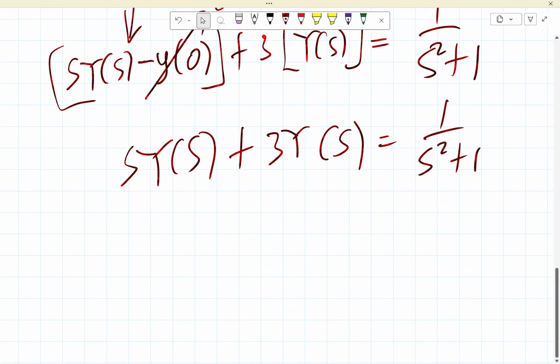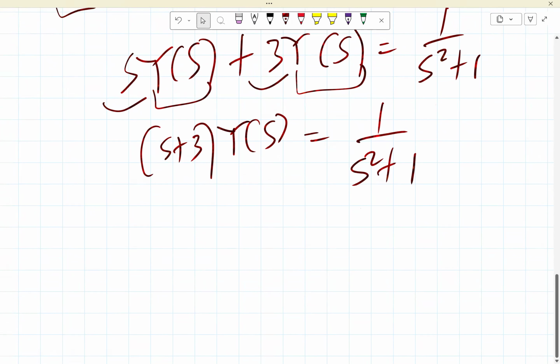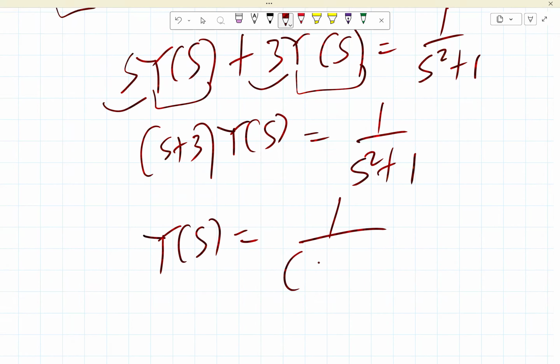So we can then factorize Y of s here. So that means we have s plus 3 multiplied by Y of s, because you have Y of s here, Y of s here. So s plus 3 will be remaining. So s plus 3 multiplied by Y of s is now 1 over s squared plus 1. So we now have Y of s equals 1 over (s plus 3)(s squared plus 1).